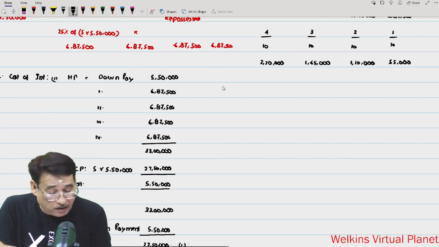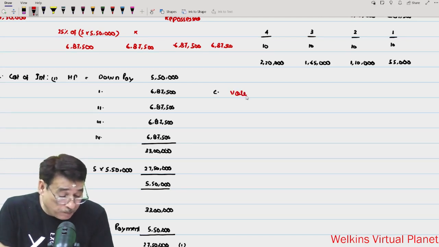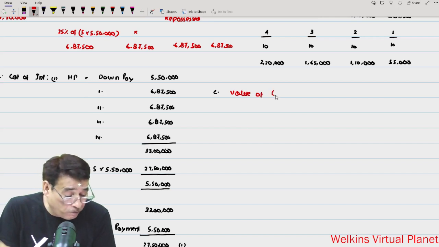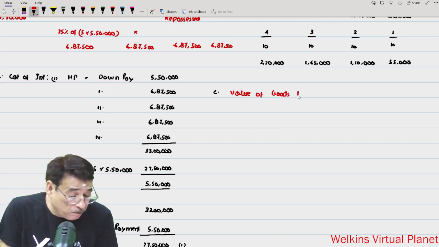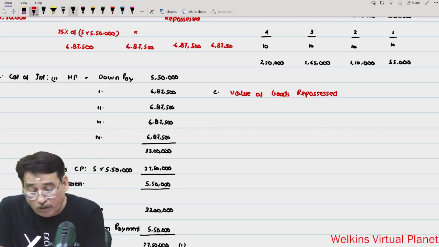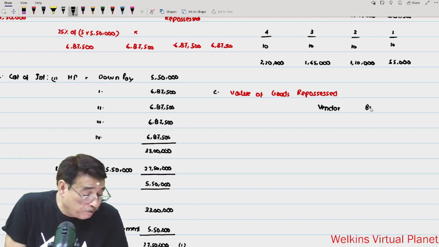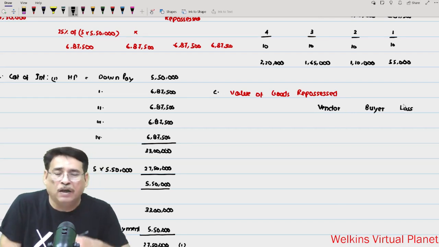After having determined the interest, the next thing is that we have to do the working. That is step number C, value of the goods repossessed. Now you will determine the value of goods repossessed as we did in the last question. I have already told you the value of the goods repossessed need to be found out only from the perspective of the vendor. However, you must also find it out from the perspective of the buyer, because by doing that, you will be able to know the amount of loss in advance.